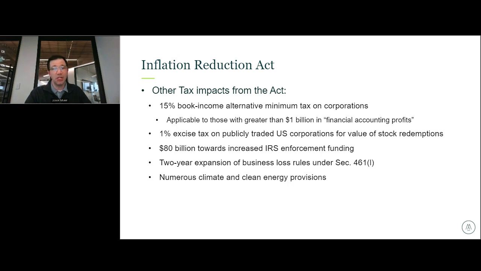It's based on book earnings as defined under the rules, so a little less easy to manage than just, say, traditional taxable income. A big one for public companies, 1% excess tax on stock buybacks. That becomes effective here in 2023, so that's something to be mindful of.